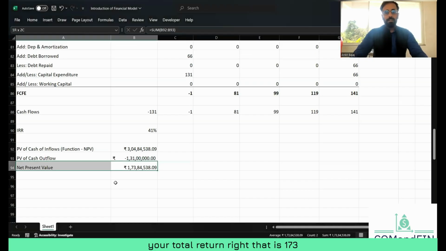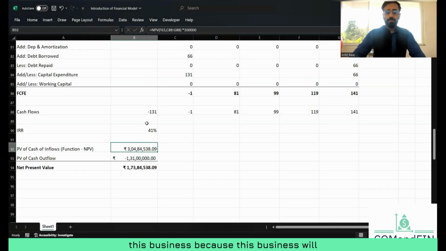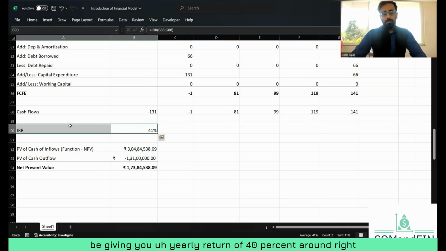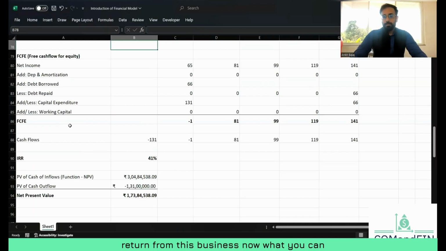That is 173 lakh. So definitely you should start this business, because this business will be giving you a yearly return of around 40%. Approximately you will receive a yearly return of 41%. And here the net present value is 173 lakh, which is positive. So you will be able to generate a great return from this business.